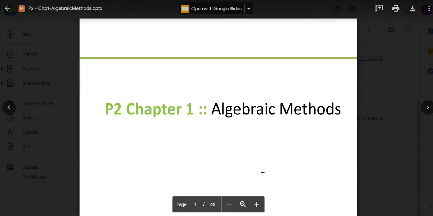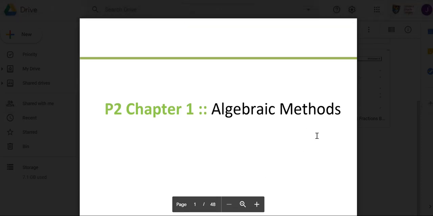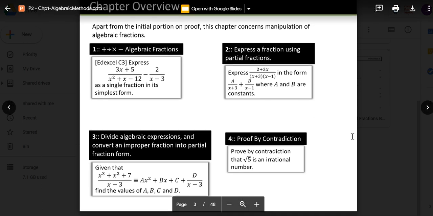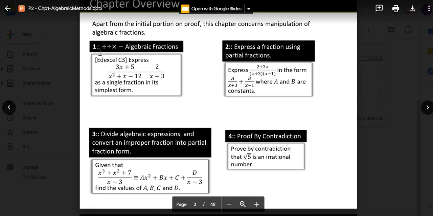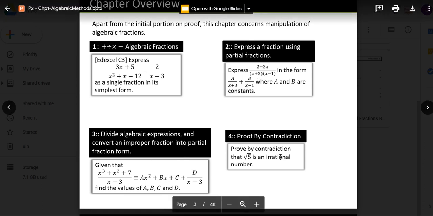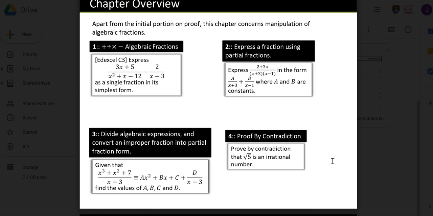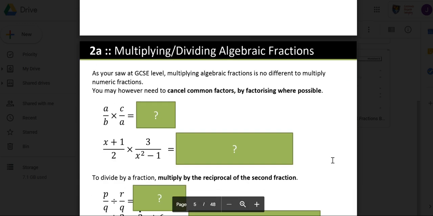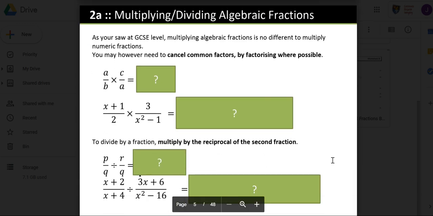Looking at the first chapter of Pure 2, which is Algebraic Methods. We're going to be doing this slightly differently to the book. We're going to start at 1B and C, I think this is, D and E, F and G, and we're going to come to 1A at the end, because 1A is actually the most difficult part of the chapter. Okay, it starts off quite nicely. It's not too bad at all.